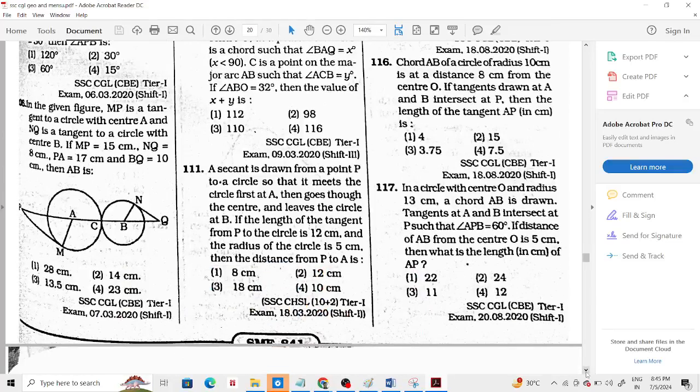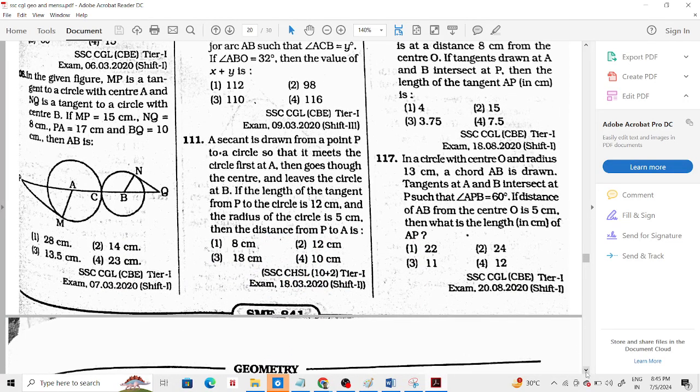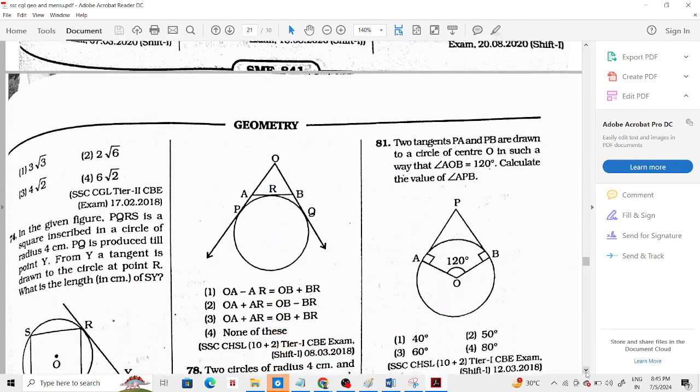Sir, 538.65. I am just checking. D is the answer.